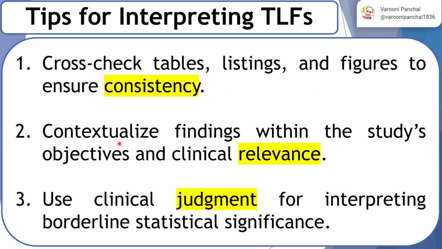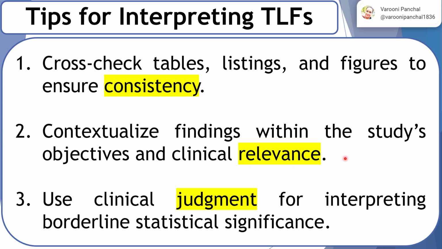Now, the second point is to contextualize findings within the study's objectives and clinical relevance. Whenever you get the study objectives, especially for oncology, initially it will be a bit difficult to understand everything easily and faster. So what is the first thing you need to do? You got a clinical trial. What is this clinical trial for? Which disease? Is it for asthma? Is it for diabetes? Is it for blood cancer? Is it for skin cancer?